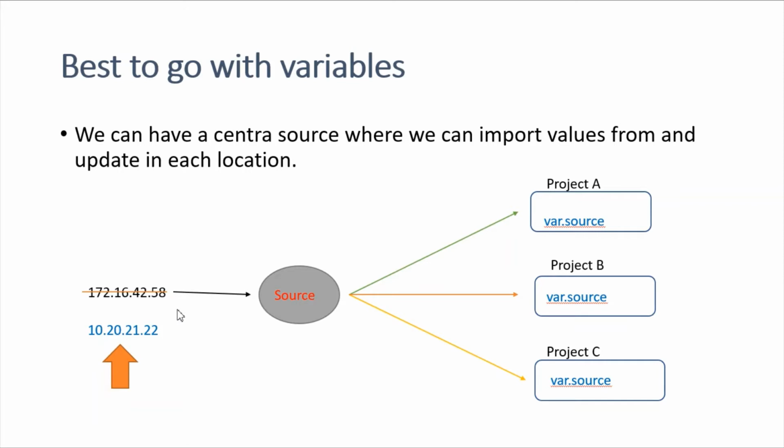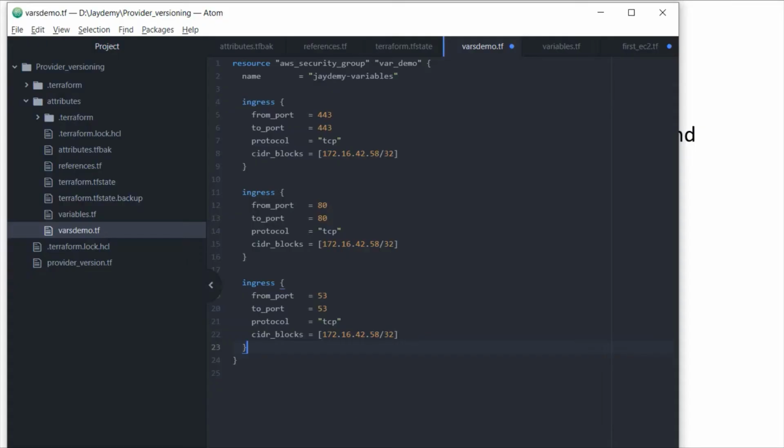This may cause manual errors and is also time-consuming. To avoid that, we will use Terraform variables. Let me quickly navigate to Atom and we will see here I'm having vars-demo.tf.